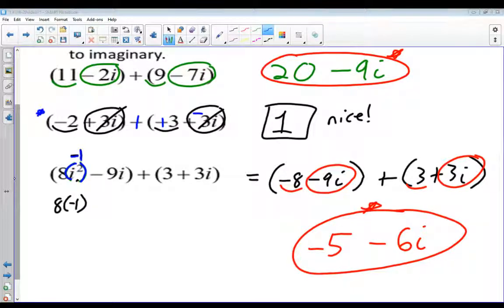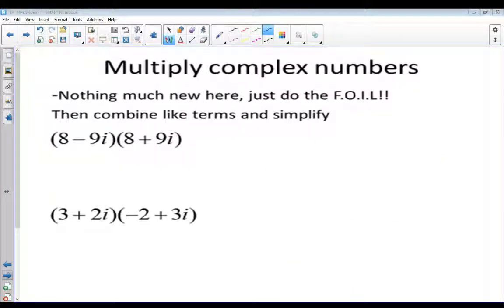Now moving on to multiplying complex numbers. And nothing much new here. You really just have to FOIL, or in other words, first, outer, inner, last. Then combine like terms and simplify, and then you're done. So let's go ahead and try that with the first example.